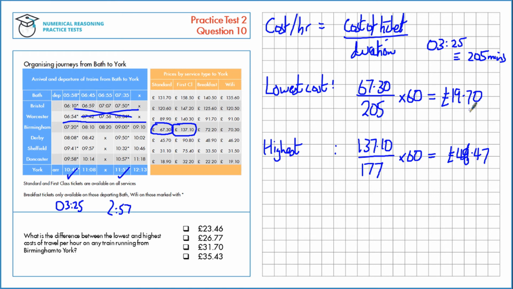Finally, we want the difference between those two, so 46.47 subtract £19.70 is £26 and 77 pence.